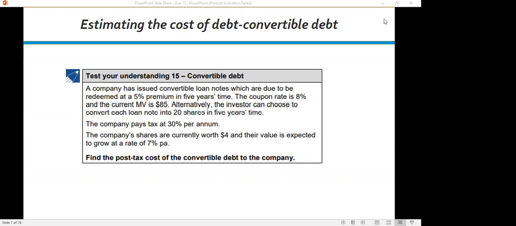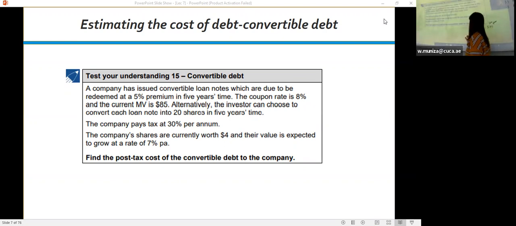And they will be getting 20. 5.6. Multiply by 20. 112.20. So this is the conversion option. So which option is more lucrative? Conversion option. So they are going to select the conversion option. Now what you are required to do, find the post-tax cost of the convertible debt to the company.